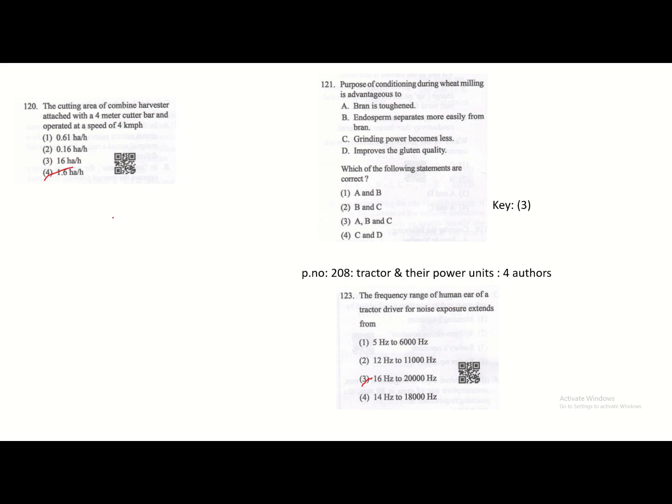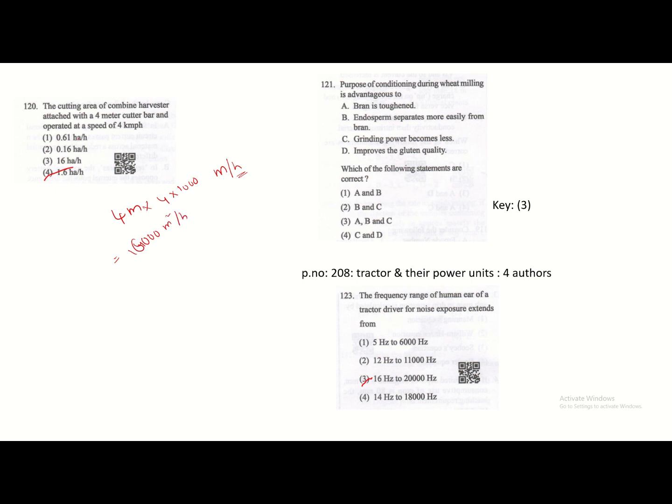So here the width is given, 4 meters, and speed is 4 kilometers. So we convert the kilometer into meter: 4 into 1000 meters per hour. The units are already in hours, so we do not need to convert into seconds. Now 4 into 4000, that is 16,000 meters square per hour.